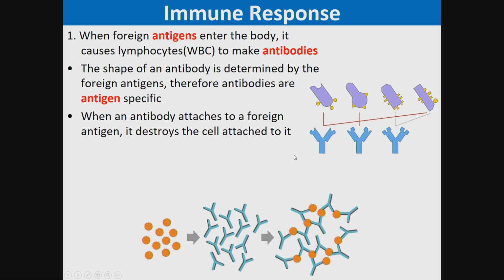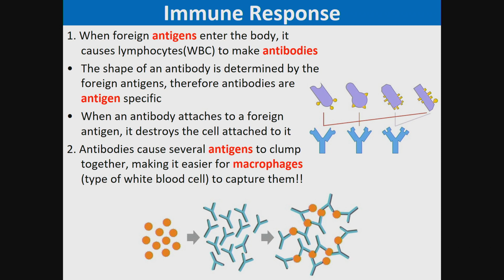When an antibody attaches to a foreign antigen, it destroys the cell attached to it. Antibodies cause several antigens to clump together, making it easier for macrophages, another type of white blood cell, to capture them.